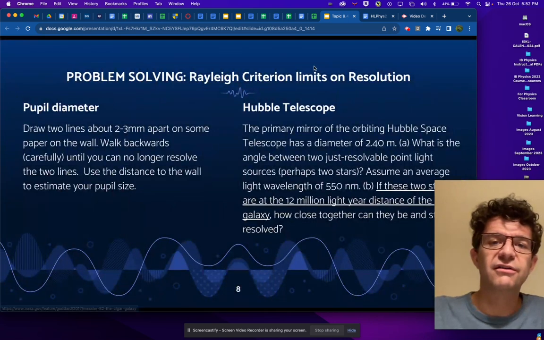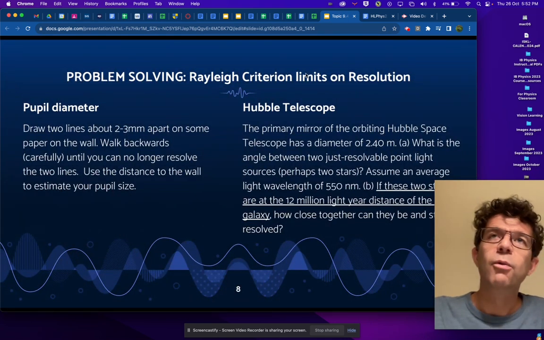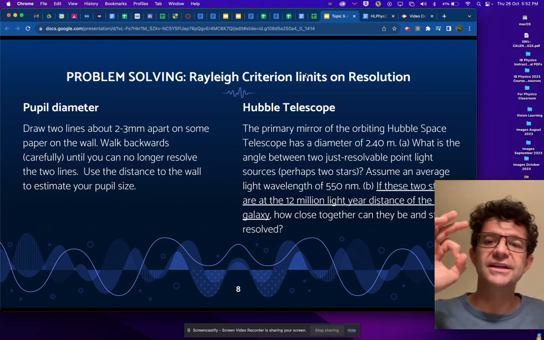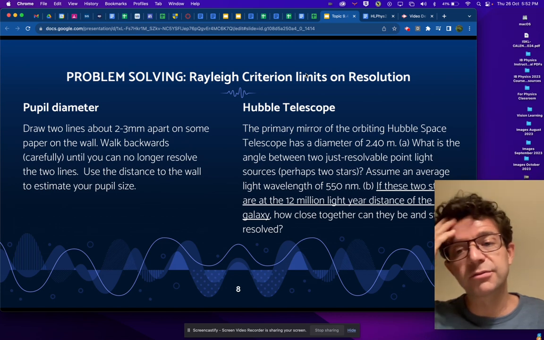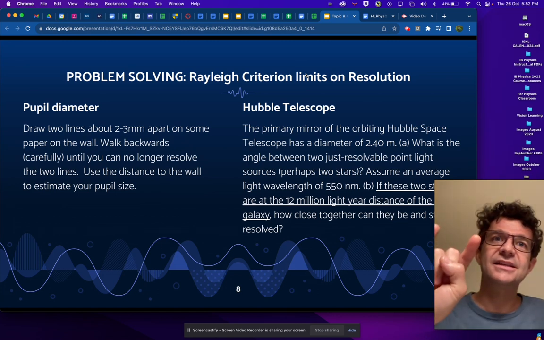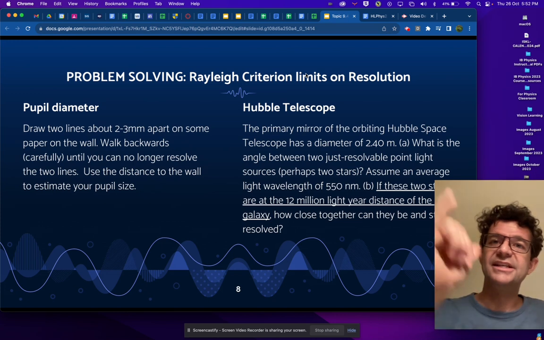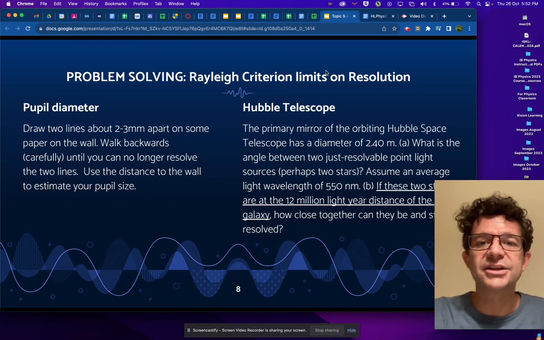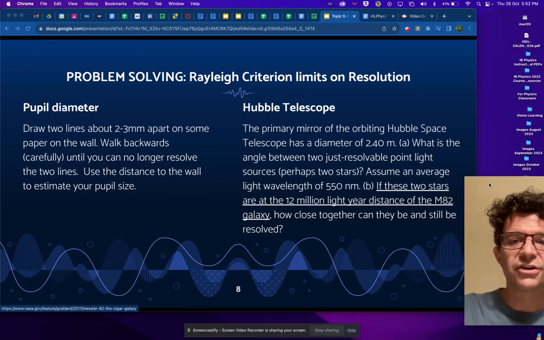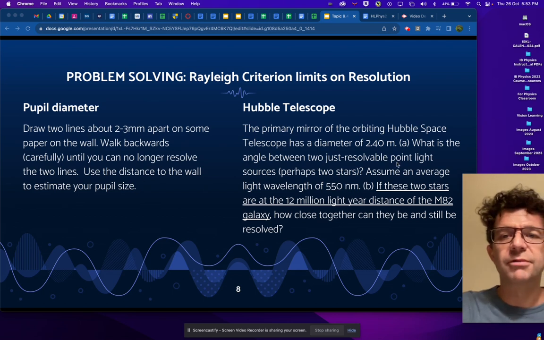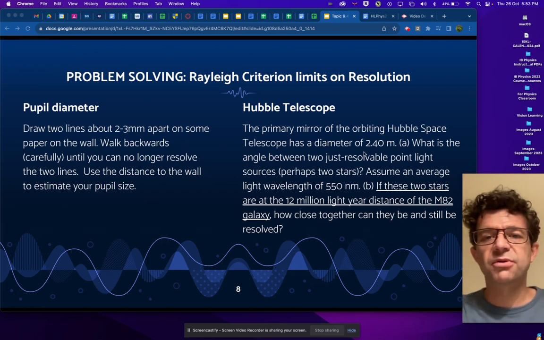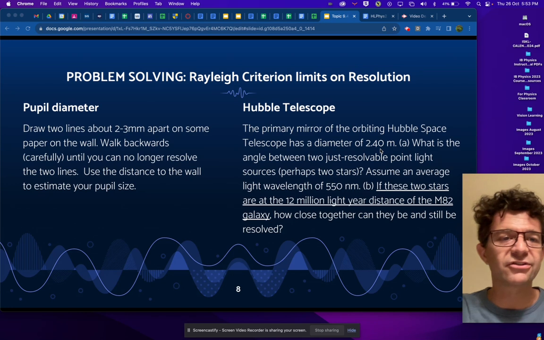Problem solving that involves the Rayleigh criterion on resolution: the only real trick is making sure that you have some sense as to what the diameter of the aperture is, and making sure you're comfortable thinking about how distances like the separation and the distance to an object translate into an angular separation. So here are two examples to play around with, one related to that simulation where you can estimate your pupil size, and one related to the Hubble Space Telescope with its primary mirror of 2.4 meters.